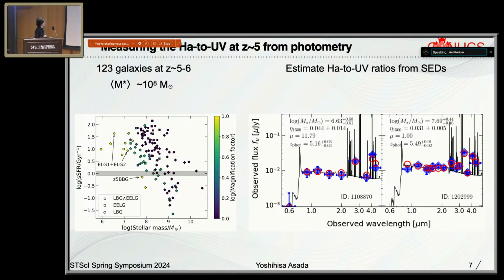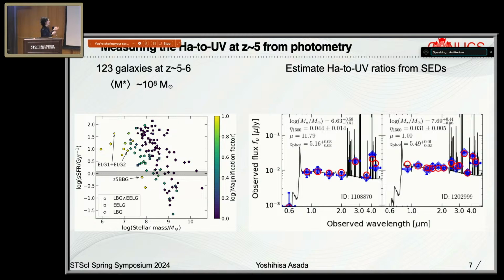The left panel shows the stellar mass versus sSFR plot. You can see that most of the galaxies are low-mass galaxies with typical star formation rate. The typical stellar mass is 10 to the 8 solar mass at this redshift. But you can see that some number of relatively quiescent galaxies are also included in our sample.